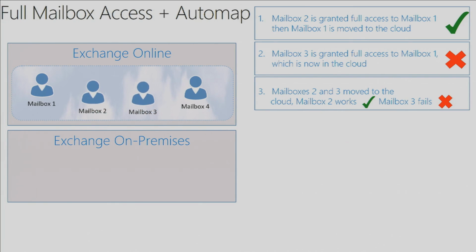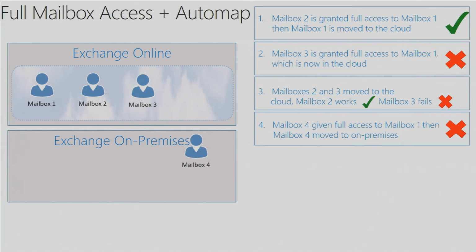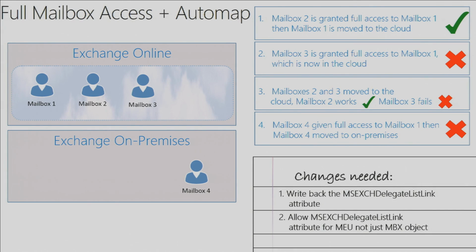Full access with auto mapping. I'm going to skip the animations, but basically, if you move a mailbox, if your mailbox is in the same premises, it works. If your mailbox is in a different premises, it does not work. So what needs to be fixed for this? We need to be able to write back your MS Exchange delegate list link from the cloud back to on-premises. We need to basically keep those in sync. And we need to allow the MS Exchange delegate list link to be updated on a mail-enabled user object. That is the technical challenge with this one and why it does not work.